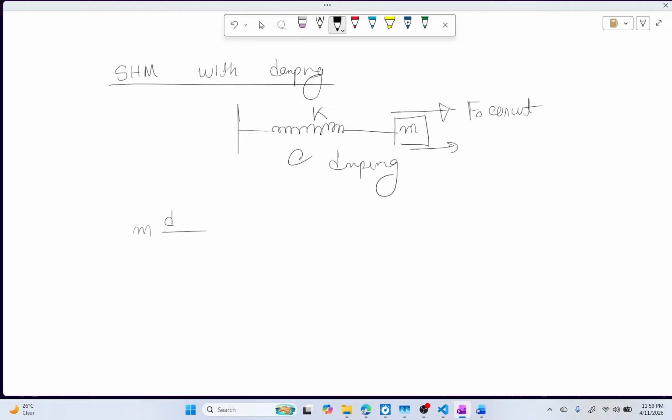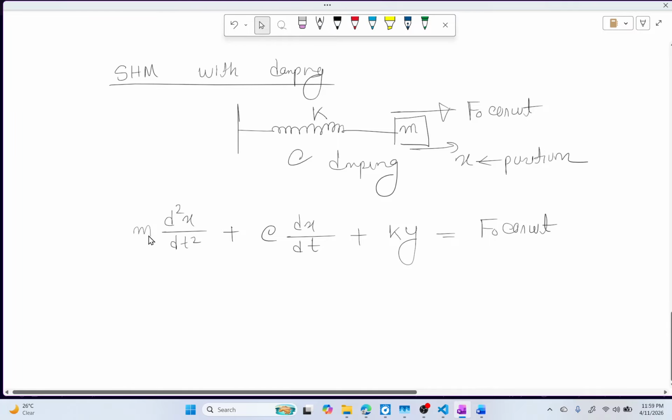So let's say the position of this object is x, so d square x by dt square. This term has appeared for damping, this term has appeared for the spring, and this is the force. Okay, so now how do I have to modify this equation to fit it into the Python code?